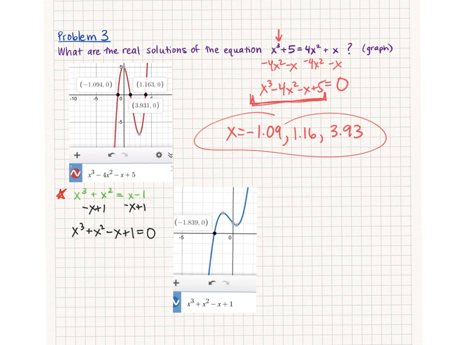Okay, so here you can see this is what your function is. If you put it in Desmos, you can see there's only 1 zero, and it crosses the x-axis at just that one spot, so the answer is negative 1.84. And that's it. That's all that takes.